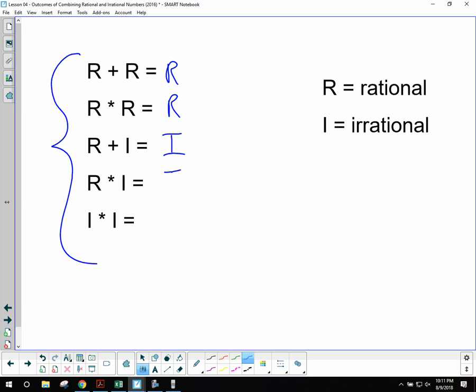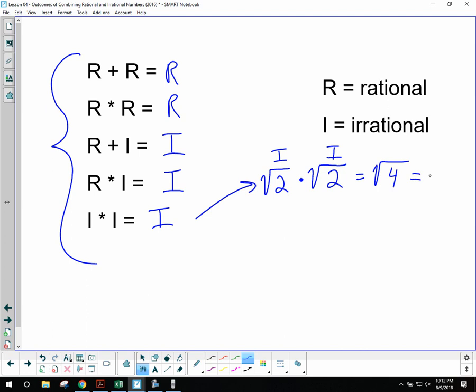And then this guy, he is a little tricky. Irrational times irrational, I have a counterexample to this. So let's look over here. If I have root 2, that's irrational, times, that's what these stars are, they're being multiplied, another irrational number. Let's see what's going on here. Well, you told me in class 2 times 2 is going to be 4. Well, what's the square root of 4? 2. That's going to be rational.